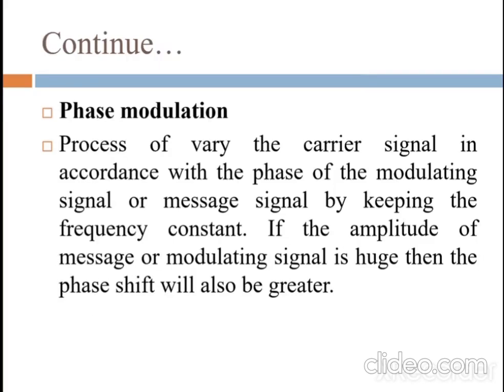Then phase modulation. Phase modulation means the process of varying the carrier signal in accordance with the phase of the modulating signal or message signal, keeping the frequency constant. And if the amplitude of the message or modulating signal is huge, then the phase shift will also be greater. That means what happens in phase modulation? The phase changes according to the modulating signal or message signal, and at that time the frequency is constant.